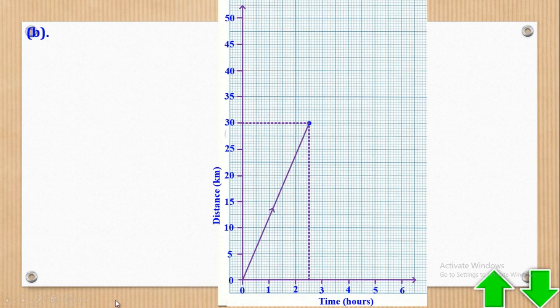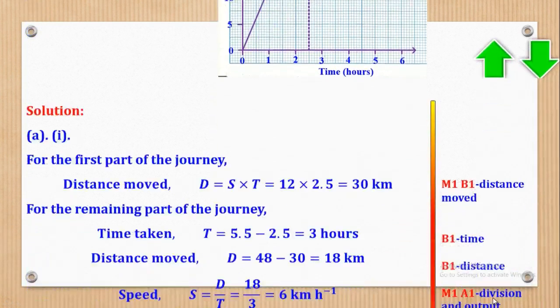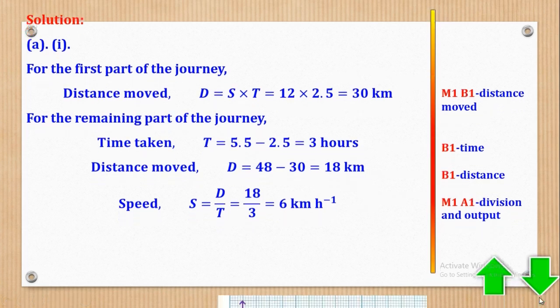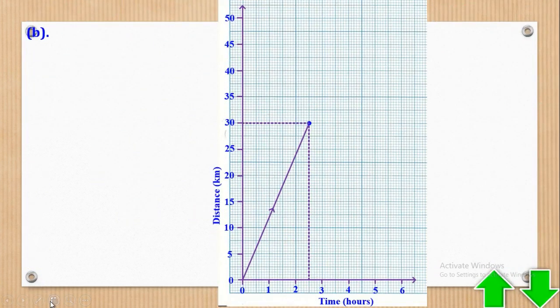For the second part, he moved a distance of 18 kilometers and time of 3 hours. That means that the time now total 2.5 plus 3 will be 5.5. So we shall come here at 5.5 hours and take our vertical line upwards. Then 30 plus 18 will be 48. So we shall come and look for 48 here and take a horizontal line there. Then we shall get this point.